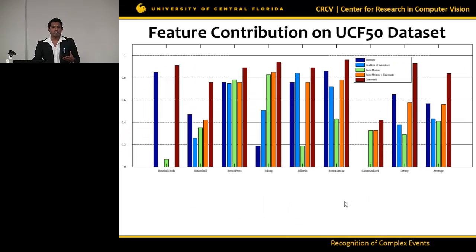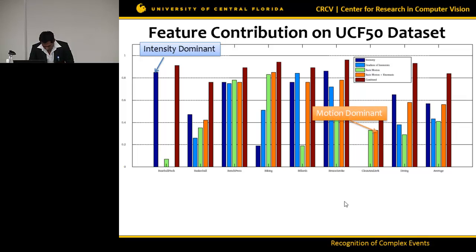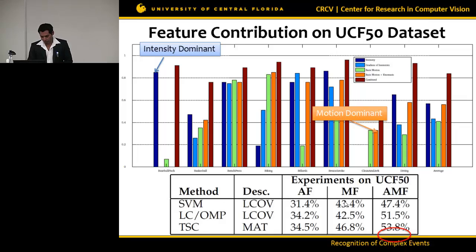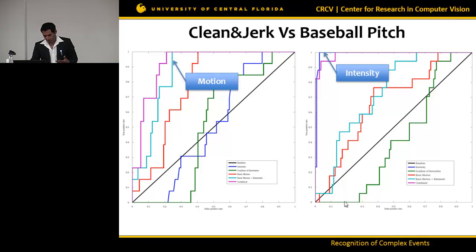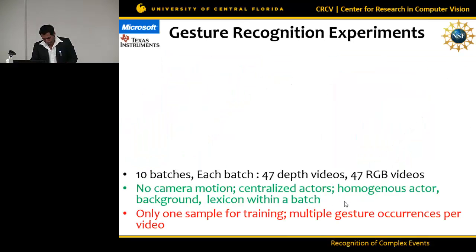Now we also evaluate the different individual feature contributions. So here we show only 8 classes, and as you can see, for this particular class, which is baseball pitch, the intensity-based features matter more, whereas for the clean and jerk action, the motion features contribute more. Again, this ROC curve shows the contributions, which features are contributing and how.